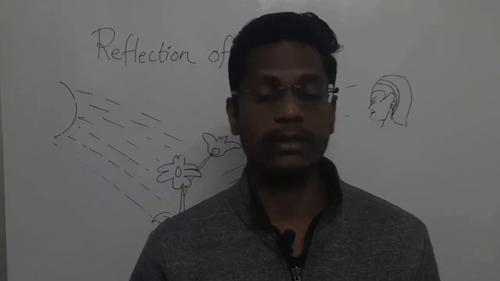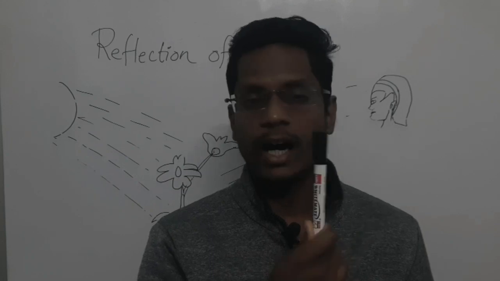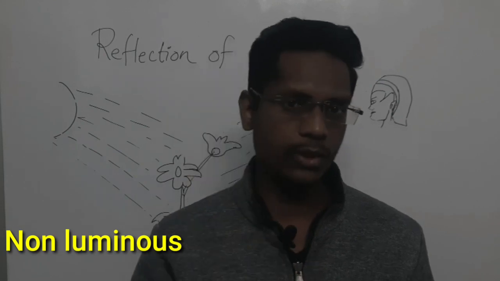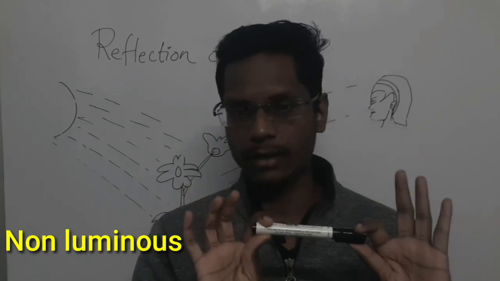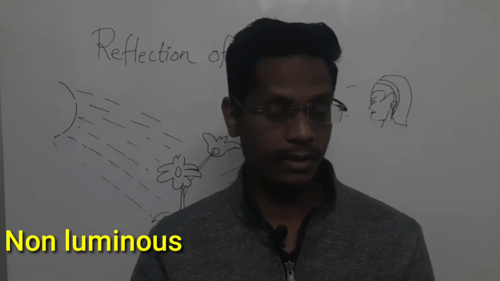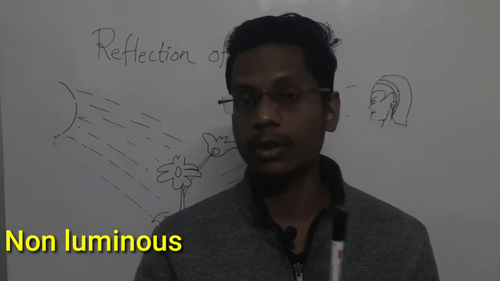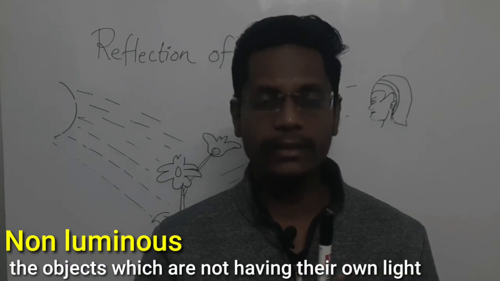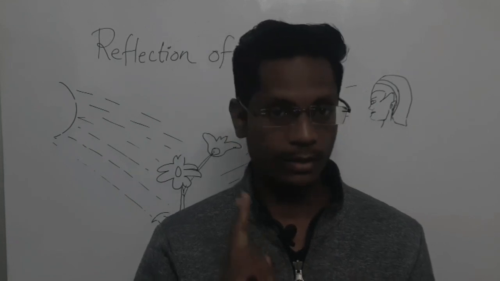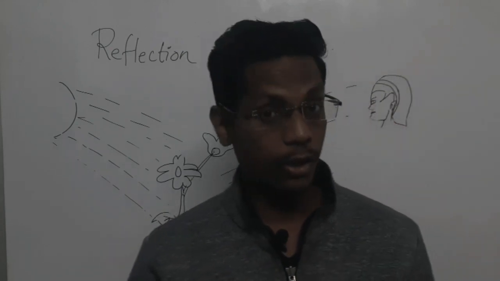And second, objects like this marker. How can we see this marker? Because the light coming from the tube light is falling on this marker, and this marker is reflecting the light to your eyes. That's why it is visible to you. This is an example of a non-luminous object, which means it does not produce its own light. Clear? Two kinds of things. First one luminous and second one non-luminous.